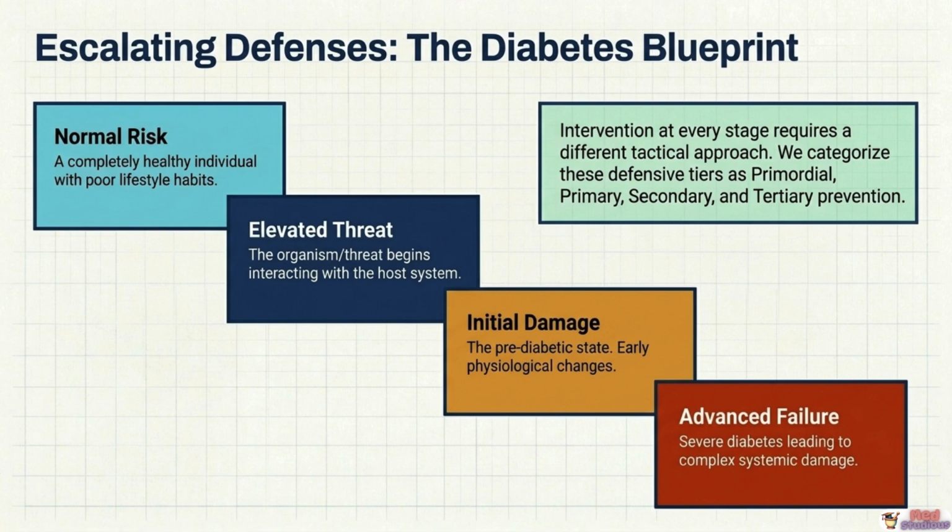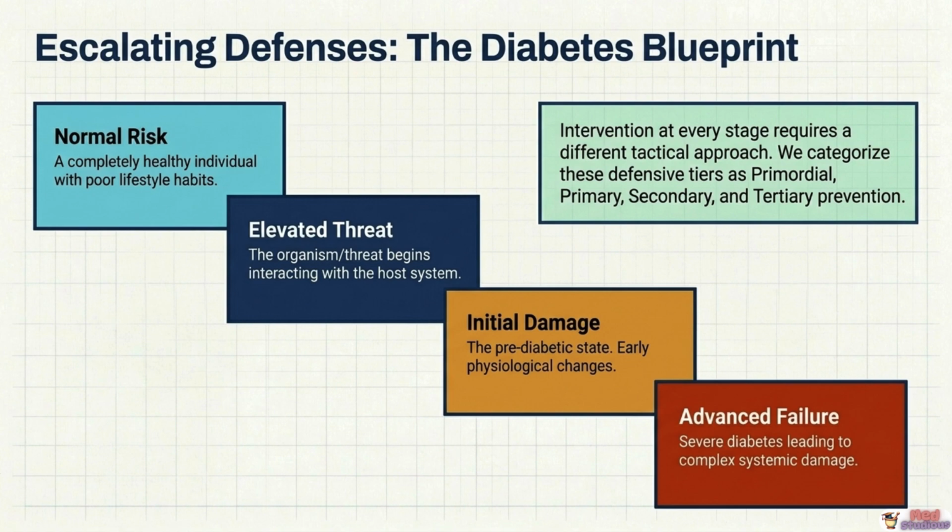Visceral adipose tissue expands, inflammatory cytokines are released, and peripheral insulin receptor sensitivity declines. No formal diagnosis of diabetes exists, but the triad is now actively engaged. The next stage is initial damage, the pre-diabetic state.